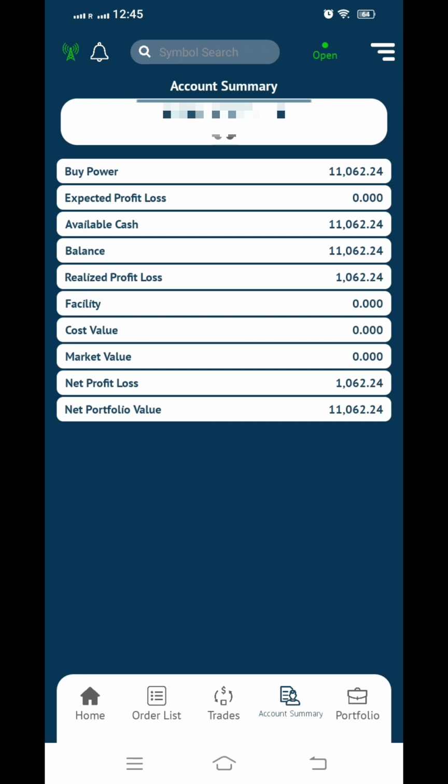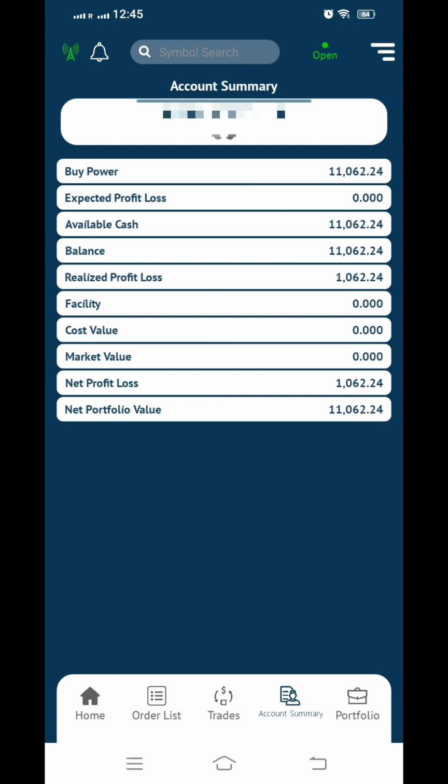To check whether the same amount has been credited, you need to go to account summary and check it. Once I checked, I got a net profit of 1062. The order has been fully executed. I think this is the way you need to sell for a particular order.